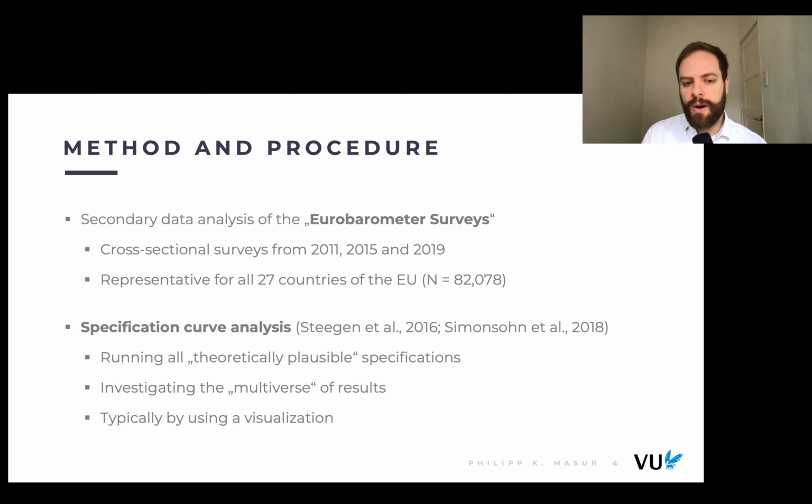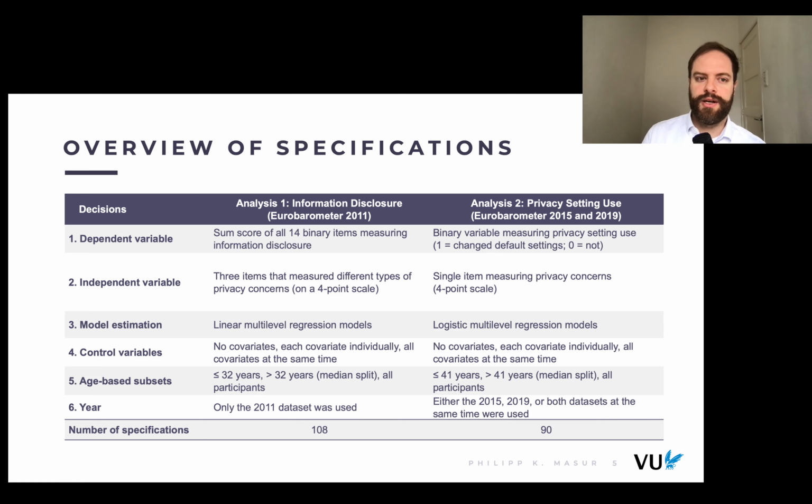So this means running all theoretically plausible specifications and then investigating the entire multiverse of results. And this is typically done by using a visualization. Now, this slide here represents an overview of the specifications that I investigated based on these data sets. And what I tried to do is find out the most common ways of testing the privacy paradox in the literature and recreate the typical decisions using these data sets. I'm not going to go into depth into the exact decisions that I took here. I invite you to go into the paper and learn about how these decisions relate to the literature.